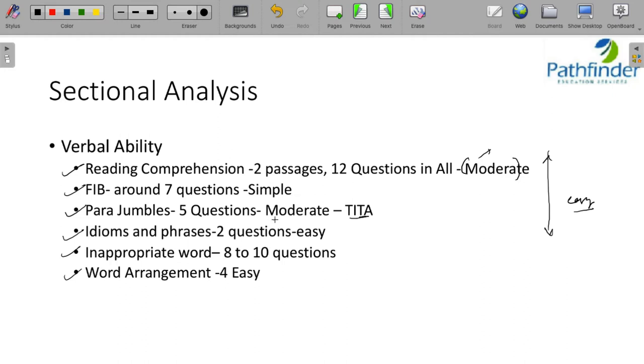I think even the parajumble questions were towards the moderate side, but fill in the blanks were simple, idioms and phrases were simple, inappropriate words were simple, and word arrangement were also simple questions. On the whole, I would call this section as easy in terms of level of difficulty is concerned, barring I think questions on parajumbles, which were slightly on the higher side of difficulty. The difficulty level I would rate as moderate.